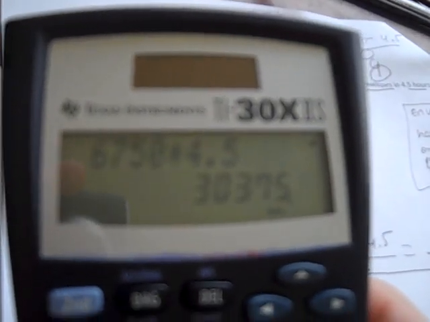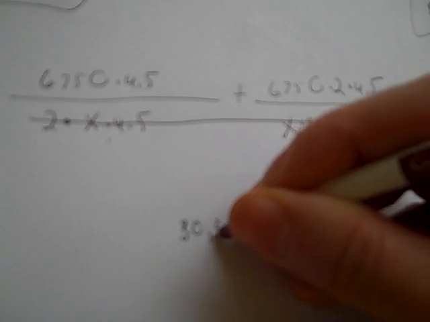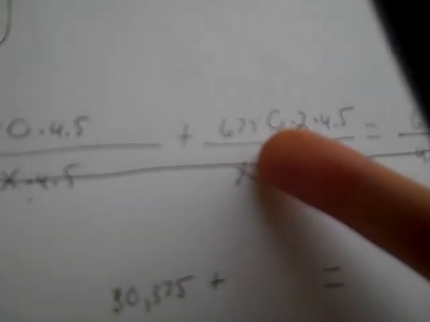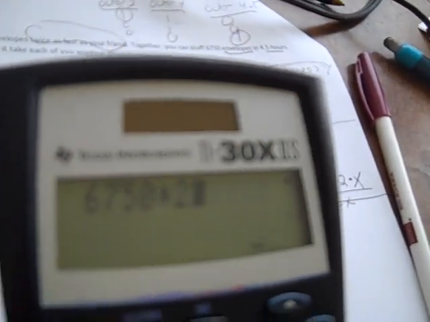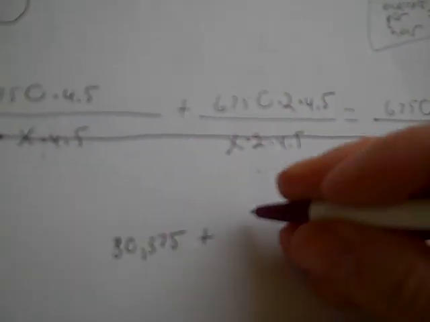Okay, look at your first ratio. You're going to take 6,750 times 4.5. Okay, I get 30,375. Plus, you shouldn't need math, Papa. You can use it if you want, but I mean, this is pretty easy. Then I take 6,750 times 2 times 4.5. 60,750.